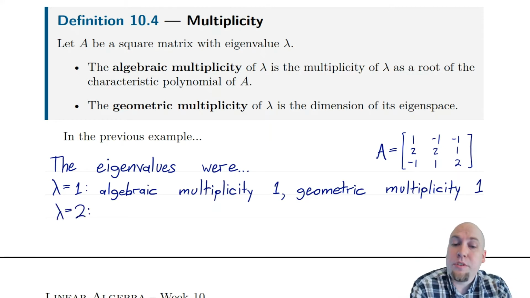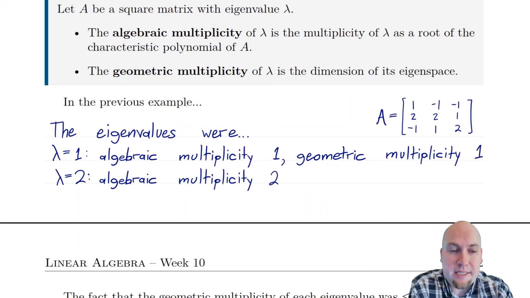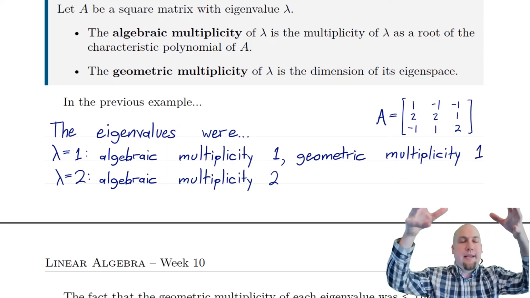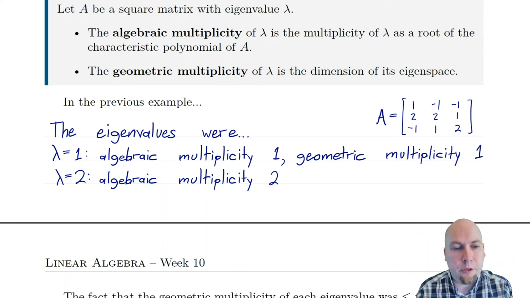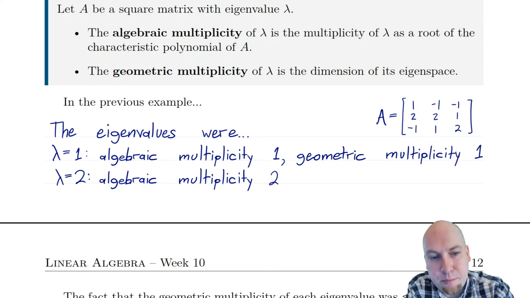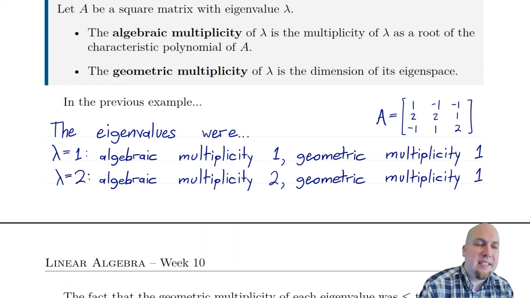For lambda equals 2, like every different eigenvalue gets its own algebraic multiplicity and geometric multiplicity. For lambda equals 2, the algebraic multiplicity this time was 2, because remember, lambda equals 2, or 2 minus lambda, occurred as a factor in the characteristic polynomial twice. The exponent on it was 2. So the algebraic multiplicity was 2. The geometric multiplicity was still 1, because its eigenspace was still one-dimensional.